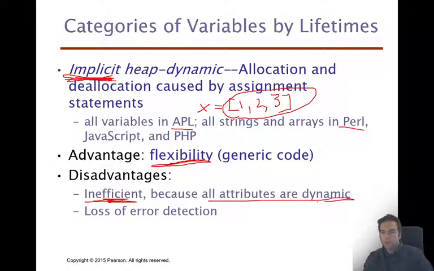Basically all of the attributes end up being dynamic, including the type. So like I said, you'll have dynamic typing. You also will often have implicit heap dynamic storage. And you lose a lot of ability to detect errors.